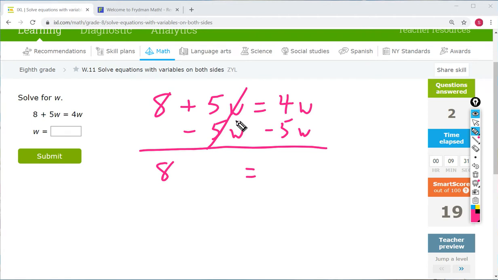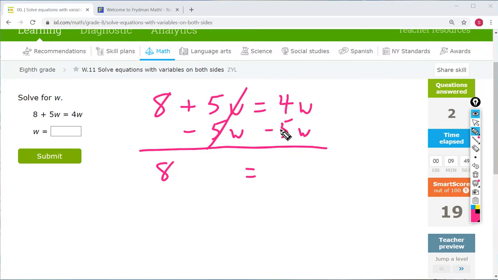Remember, this IXL exercise is going to give you the variable on both sides. Really, I should say the unknown on both sides. You have to get it to one side. And then from there, solving it is a lot easier.